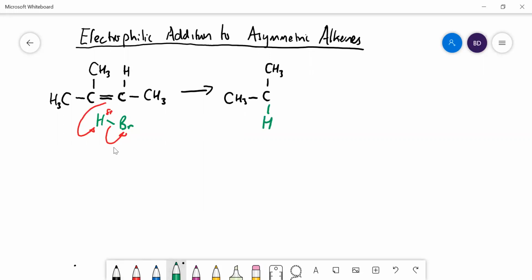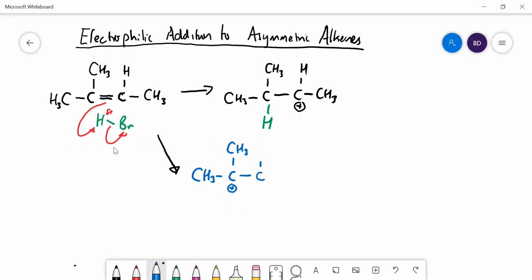All right, so that means that the other carbon is going to be the carbocation. That's the positively charged carbon, okay? Alternatively, what could happen is you could have the hydrogen sticking on the other one. I'll do that in another color so it looks nicer. CH3, CH3. That's going to be the positively charged carbon, because this time that green hydrogen from the HBr is sticking onto that carbon.